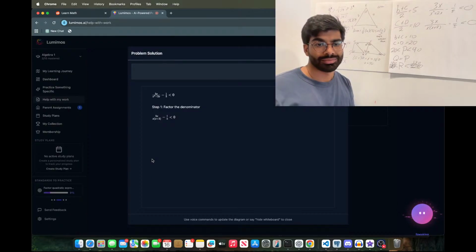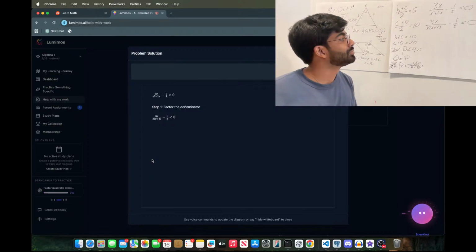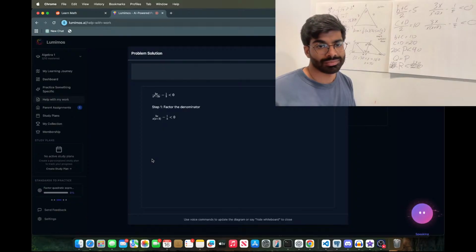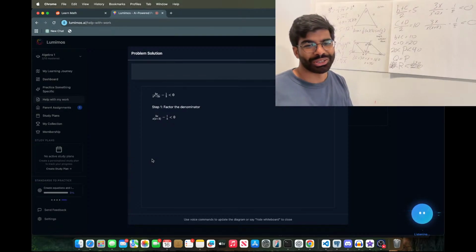So, perfect, you factored it to x times (x plus 2). Now here's an important question before we continue. What values of x would make that denominator equal 0? Wait, but the denominator can't be equal to 0. That would be bad, right?